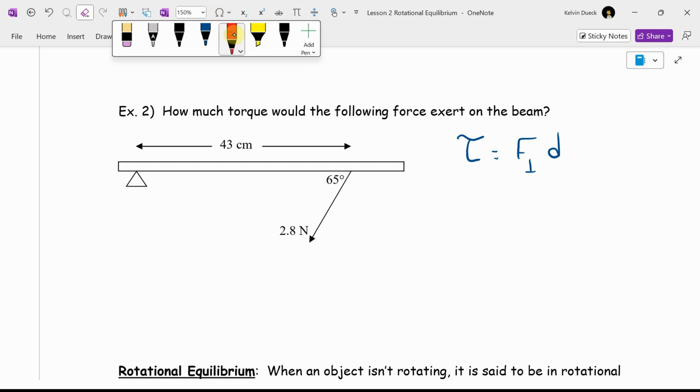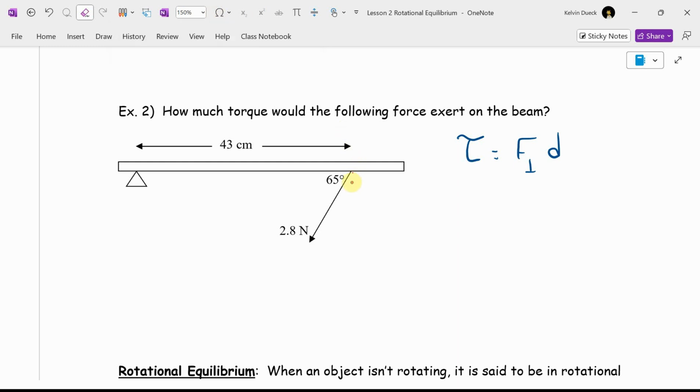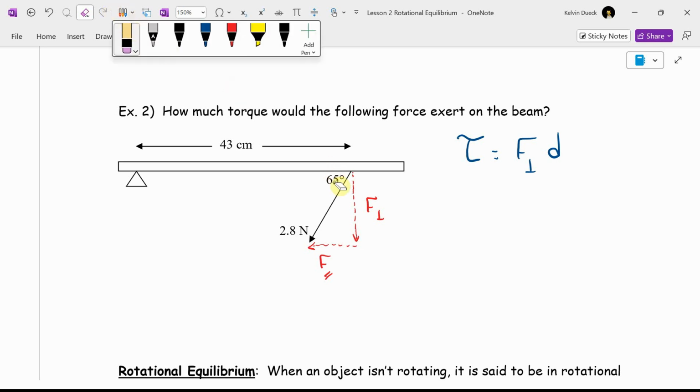But for now, I'm going to draw in my components. There's my components. This would be the perpendicular component. This would be the parallel component. What angle did they give me, Alfie? So how big is this angle? Again, say it. How big is this angle right here?